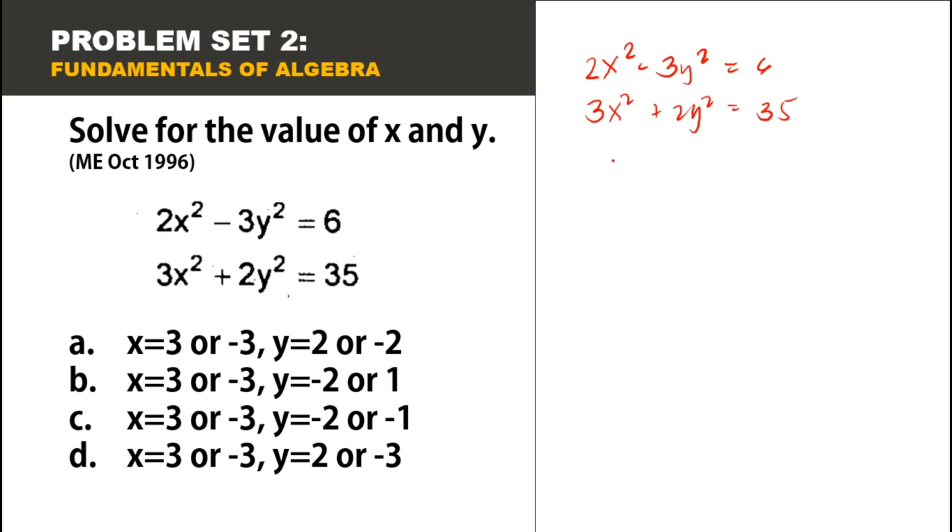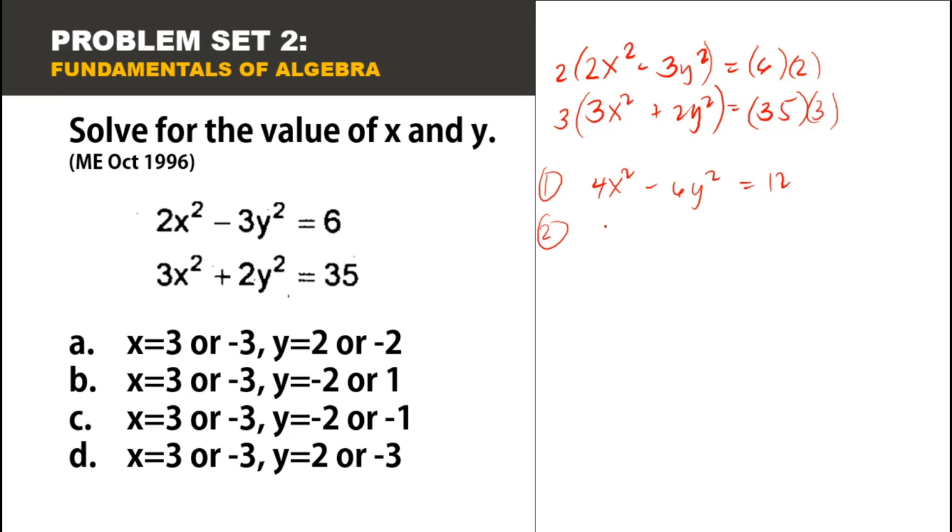So we can use elimination in order to solve for x and y. Let's eliminate y by multiplying the first equation by 2 and the second equation by 3. The first equation will be 4x squared minus 6y squared is equal to 12. The second equation will be 9x squared plus 6y squared is equal to 35 times 3, that is 105.